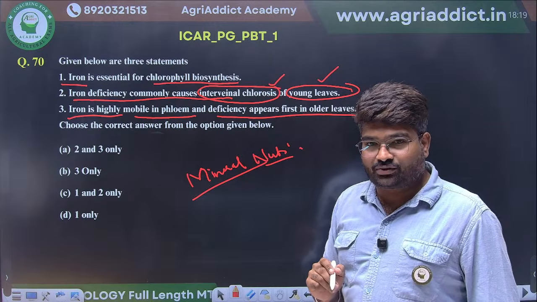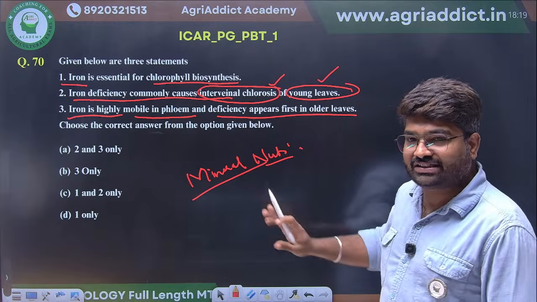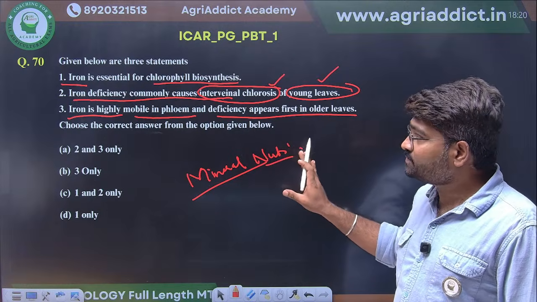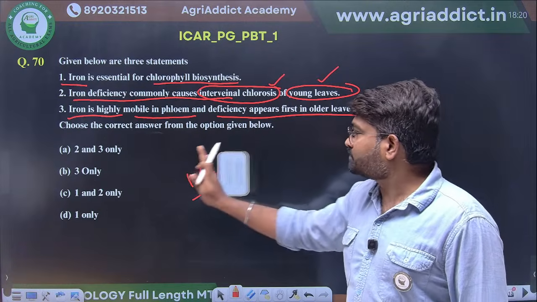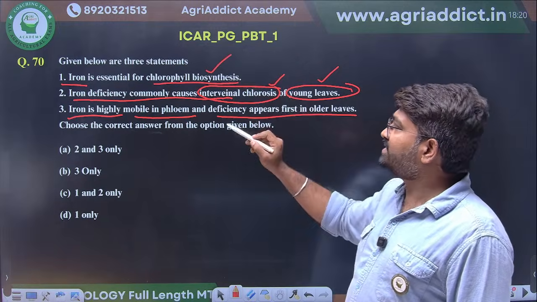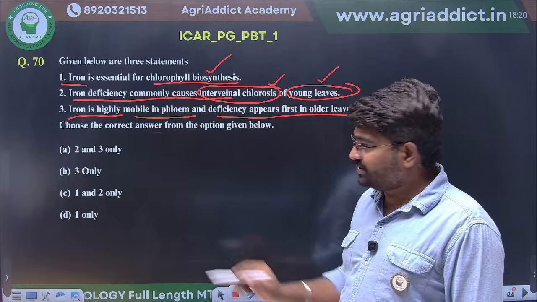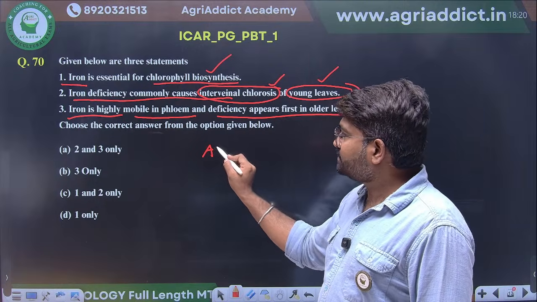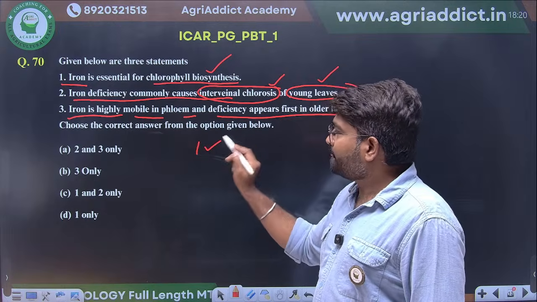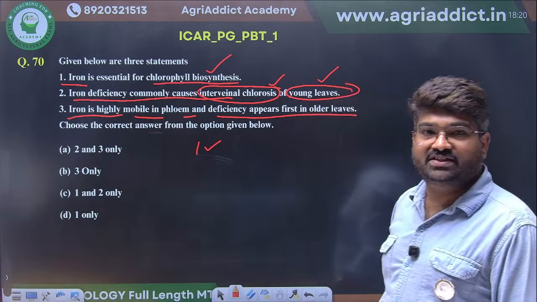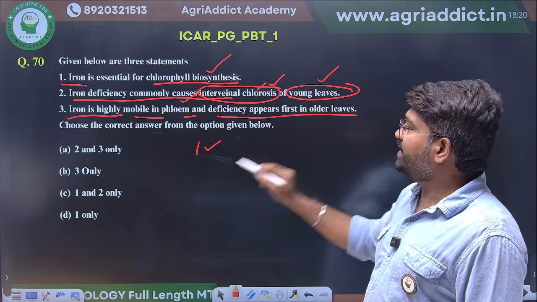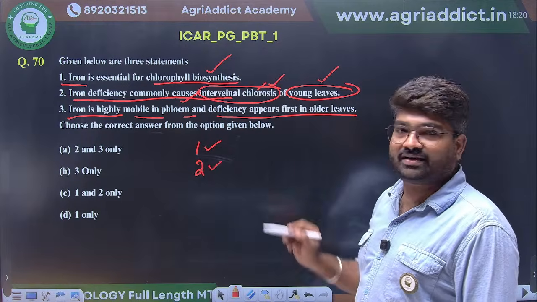Solve this question, students. This concept we have already discussed in our last class. What will be the right option? Iron is essential for chlorophyll biosynthesis. This is correct, statement 1 is correct. Second statement, iron deficiency commonly causes interveinal chlorosis of younger leaf. This also we saw, this is correct.